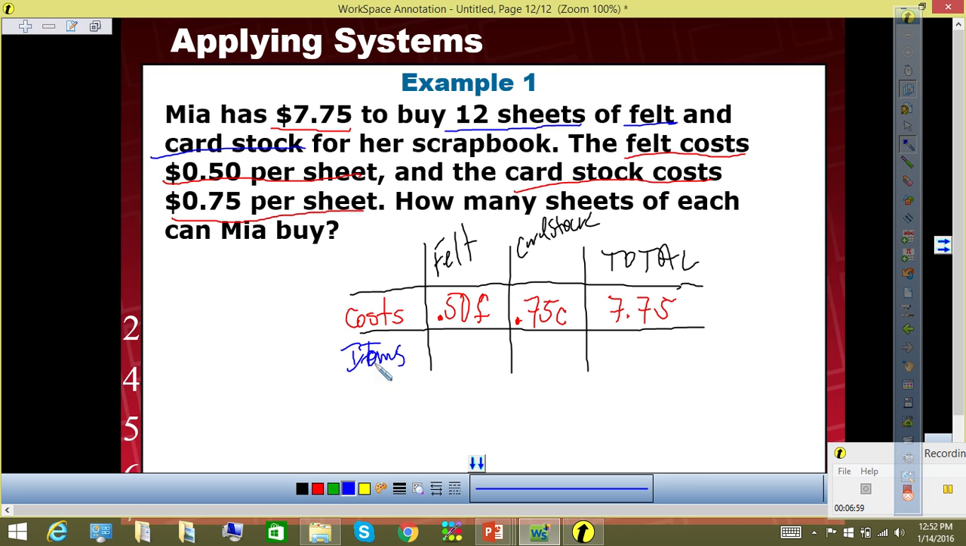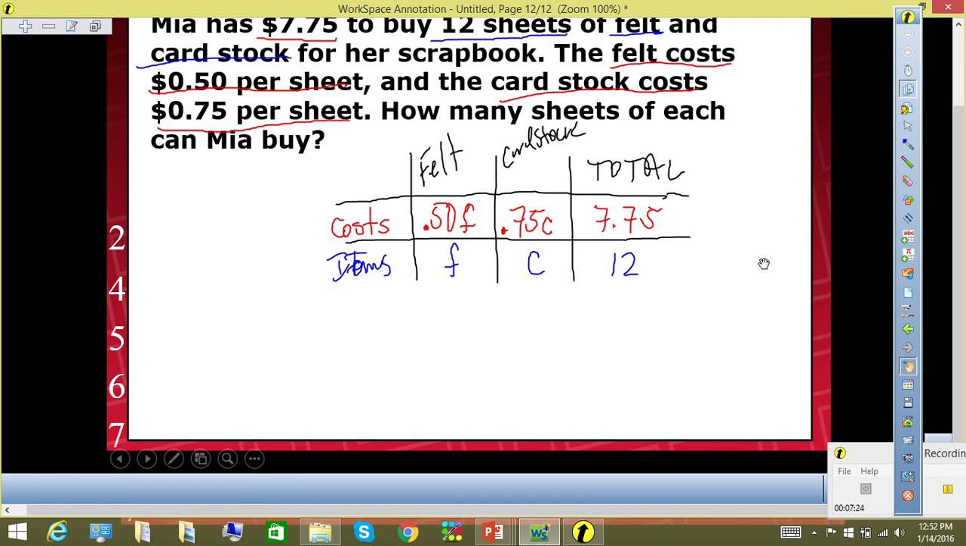So how many total items are they purchasing? 12. Do we know how many felt? No, so we're labeling this F. Do we know how many cardstock? No. And do you see the system already? Okay. Imagine that the table's not there. You only have the amount that you wrote in there. Do you guys see it? Okay, if you don't see it, let me write it out.